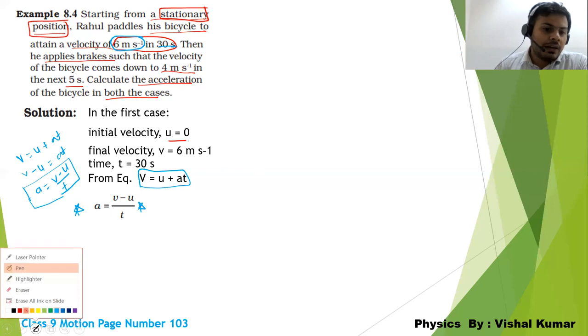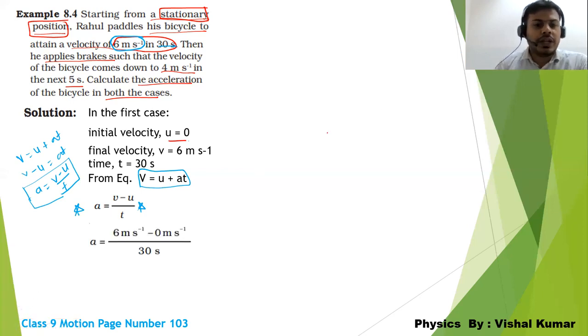Calculation part, we get the answer. Putting the values: v is given as 6 meter per second, and u is 0 meter per second. In place of v we put 6 meter per second, in place of u 0 meter per second, and in place of time 30 seconds. 6 meter minus 0 meter gives 6 meter per second, divided by 30 seconds, so 6 by 30, which is 0.2.